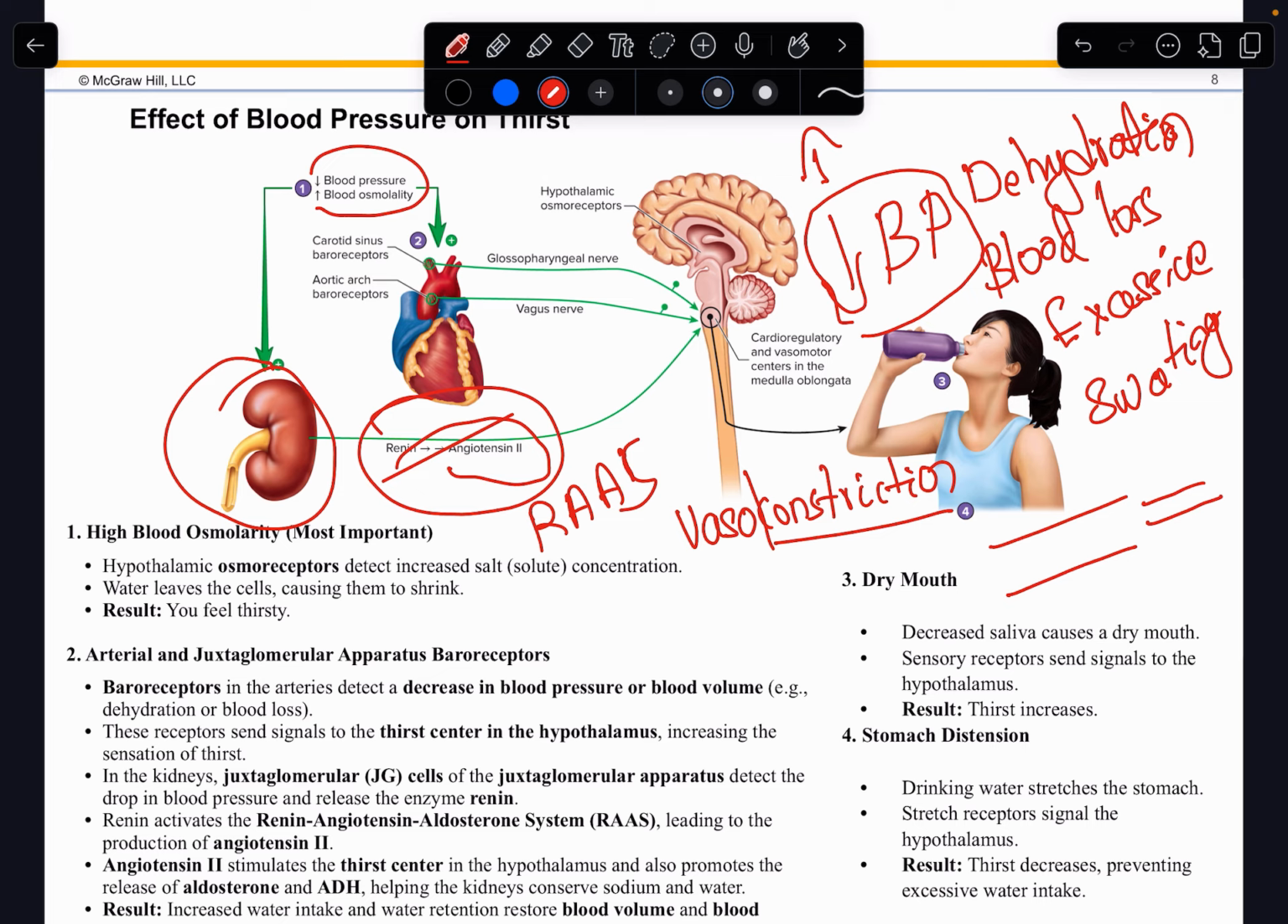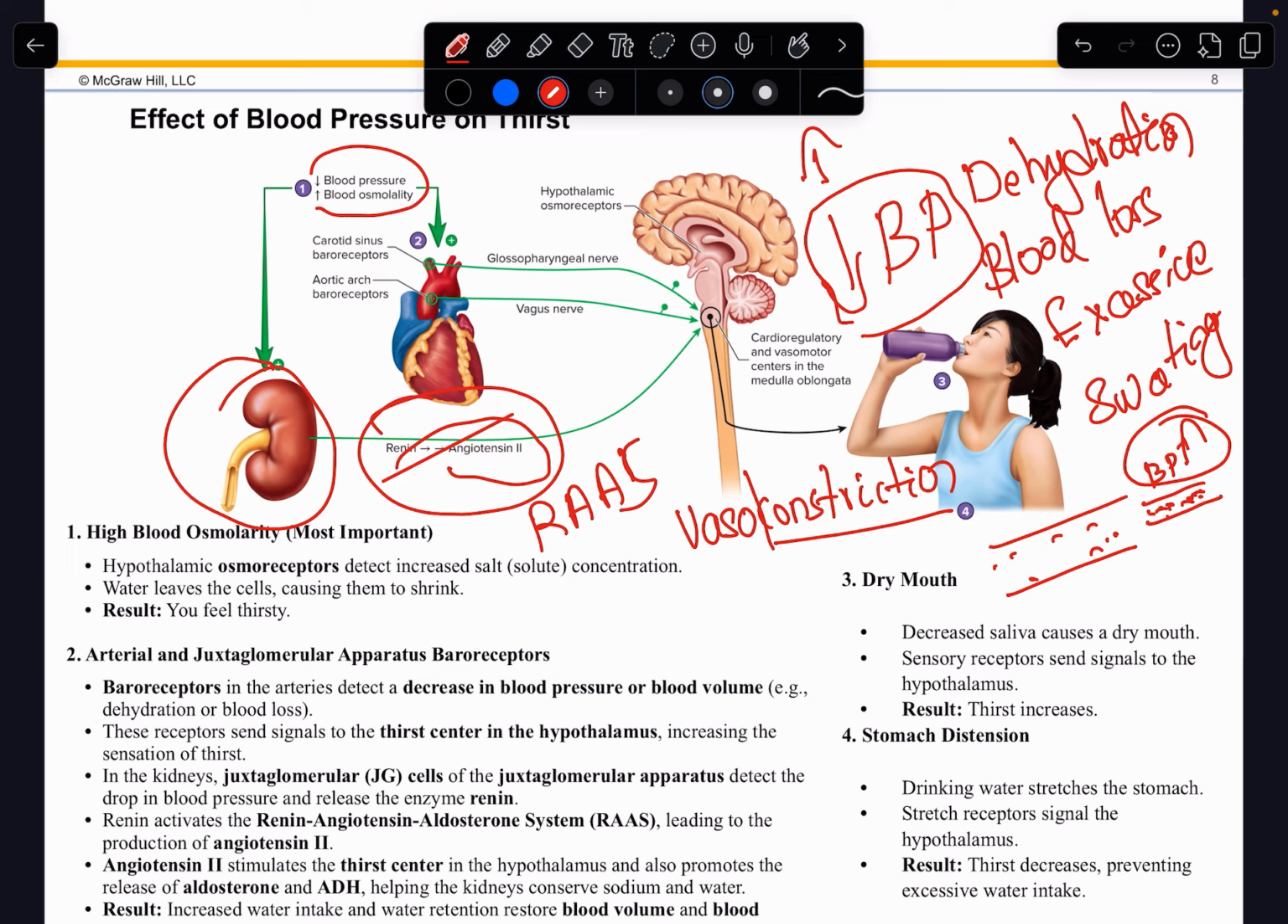Which one has more blood pressure? This one, going from here to here, increases a lot of blood pressure. So the blood pressure increases. So this will produce that renin angiotensin aldosterone system, triggered when the blood pressure is low. This way vasoconstriction brings it back, increasing the blood pressure.